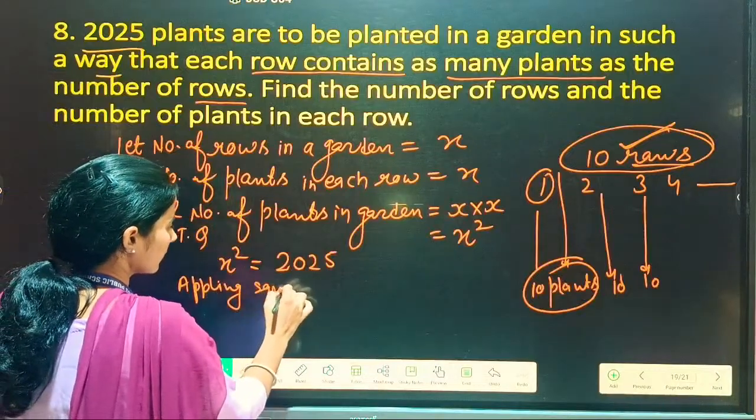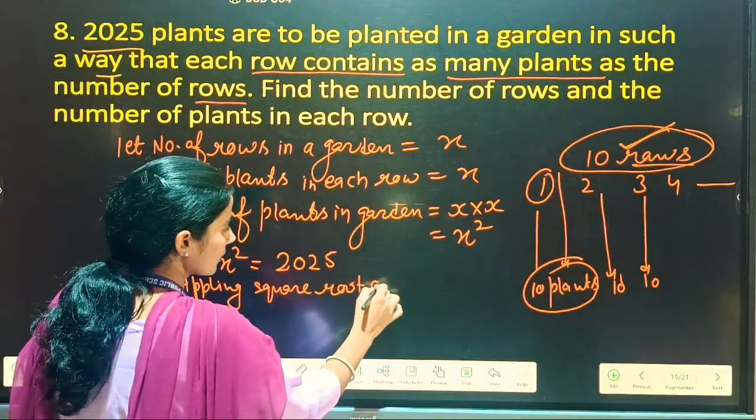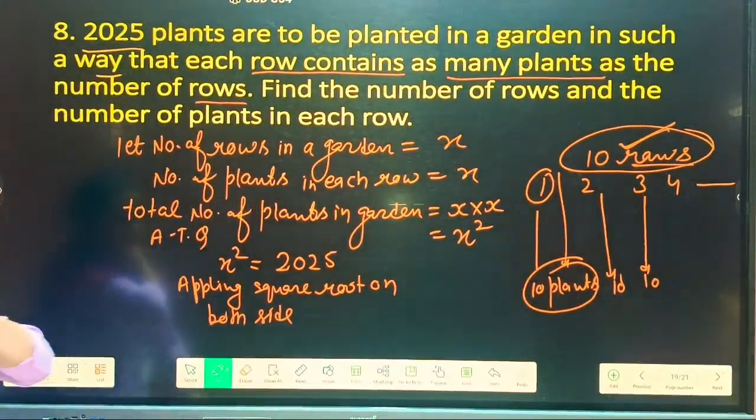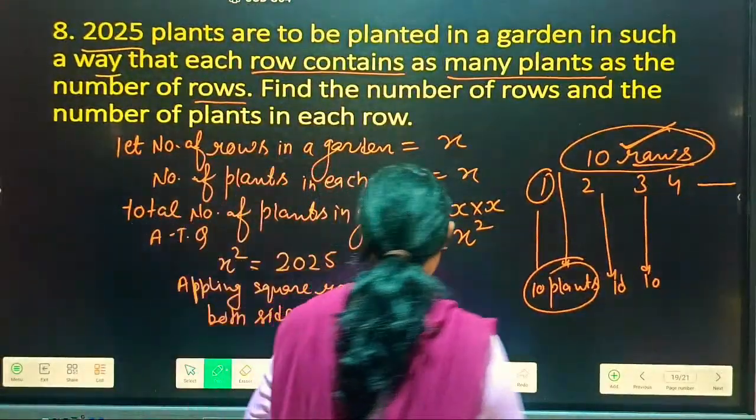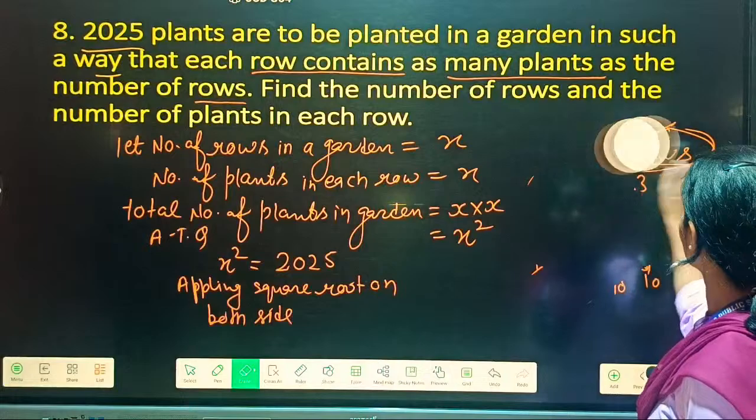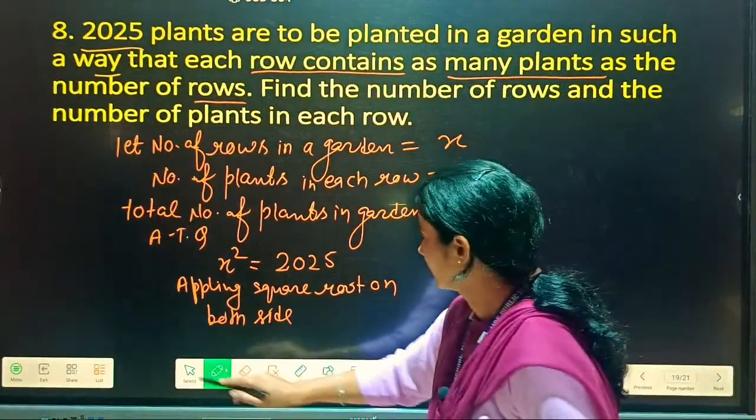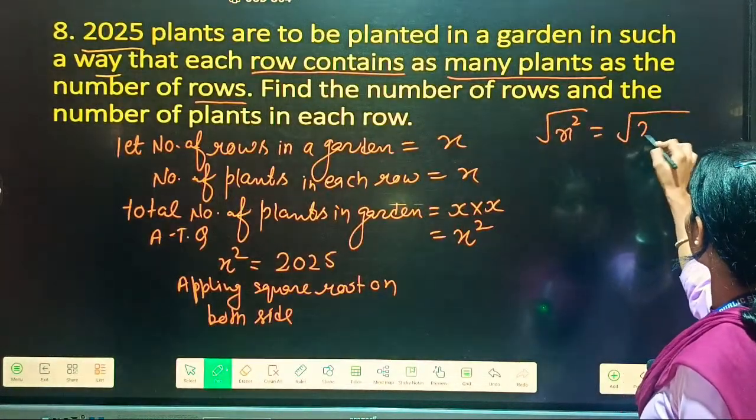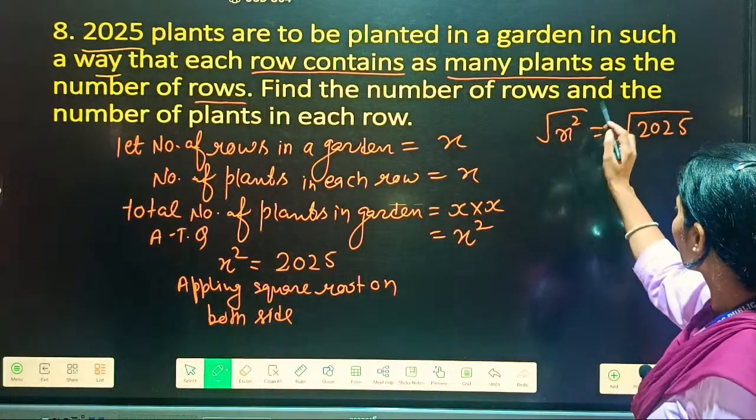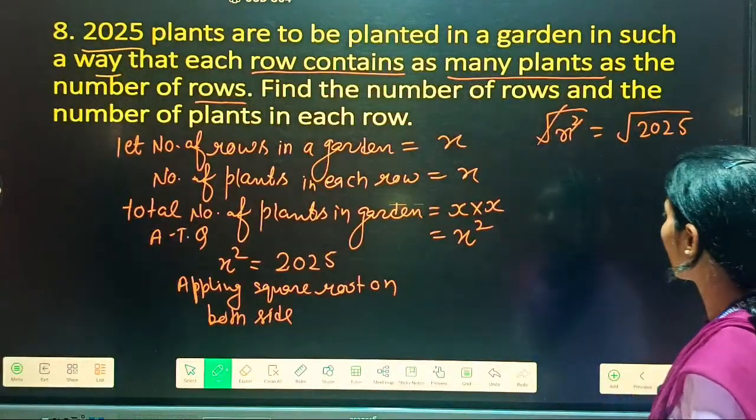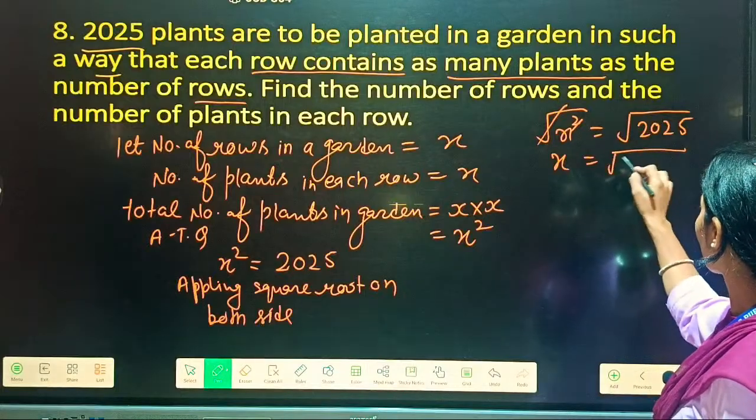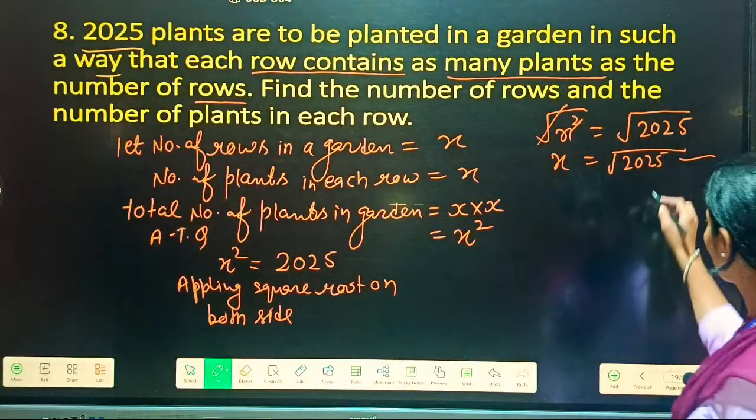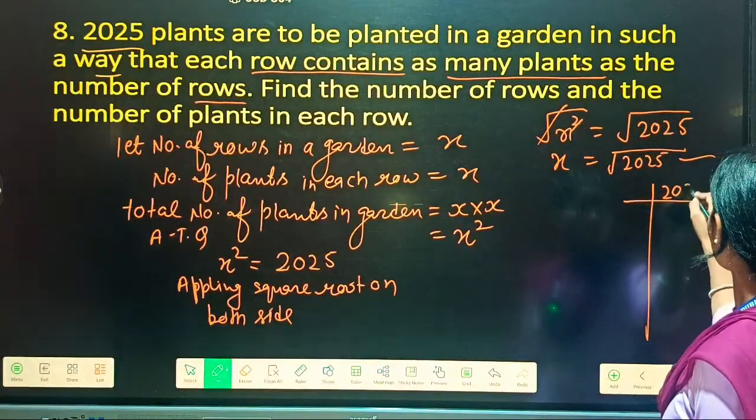Applying square root on both sides. After applying square root on both sides, what will we get? x square, its square root, and square root of 2025. The square and square root will cancel. Now x is equal to the square root of 2025. Now find its square root. Let us find it by the factorization method.